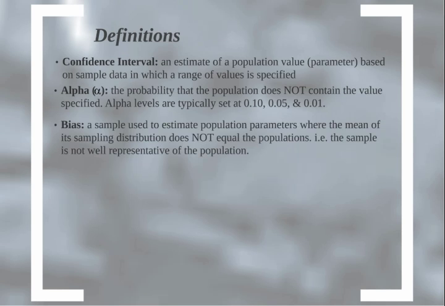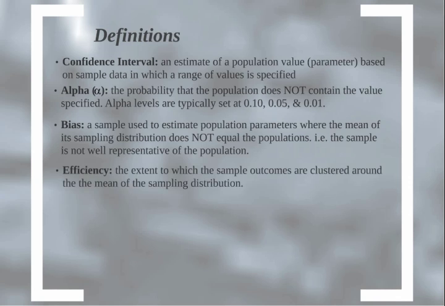Bias: a sample used to estimate population parameters where the mean of the sampling distribution does not equal the population's. So in this case, what it means is the sample is not well representative of the population. So we want to do our best, and think about last lecture on sampling, to have a non-biased sample, a sample that is random, a sample that represents the population.